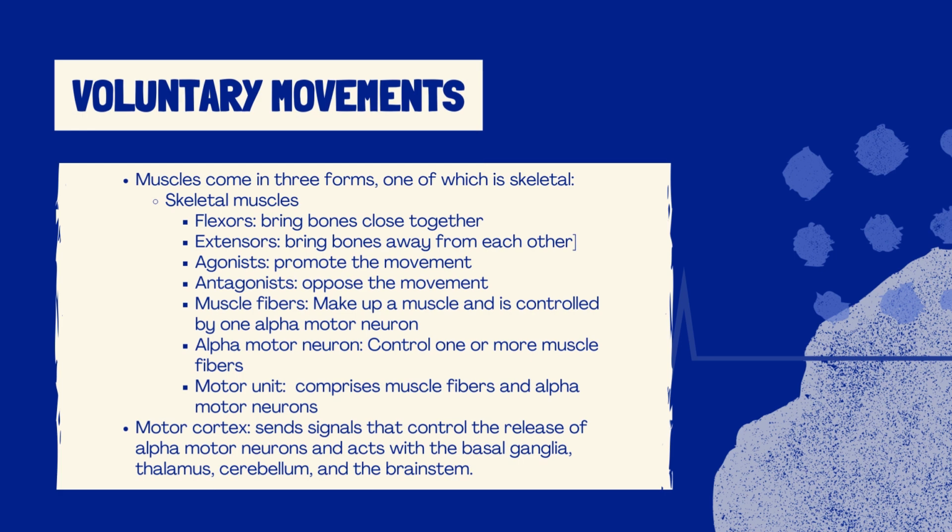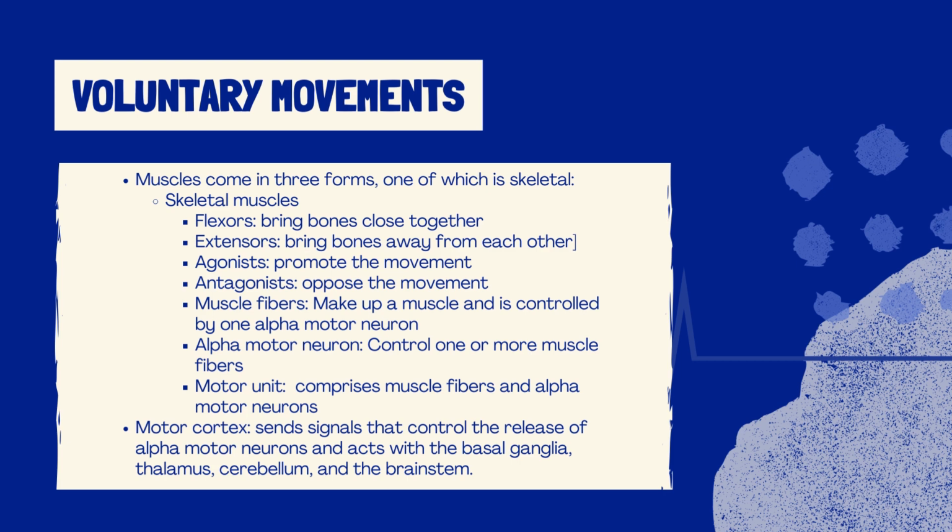Voluntary movements are especially done by the skeletal muscles, one of the three types of muscles that exist: skeletal muscles, cardiac muscles, and smooth muscles. So, there's some vocabulary we have to know. Flexors are the muscles that bring bones together. So, for example, moving your hand toward your shoulder by bending your arm. Extensors bring bones away from each other. So, when you are bringing your hand away from your shoulder by extending your arm.